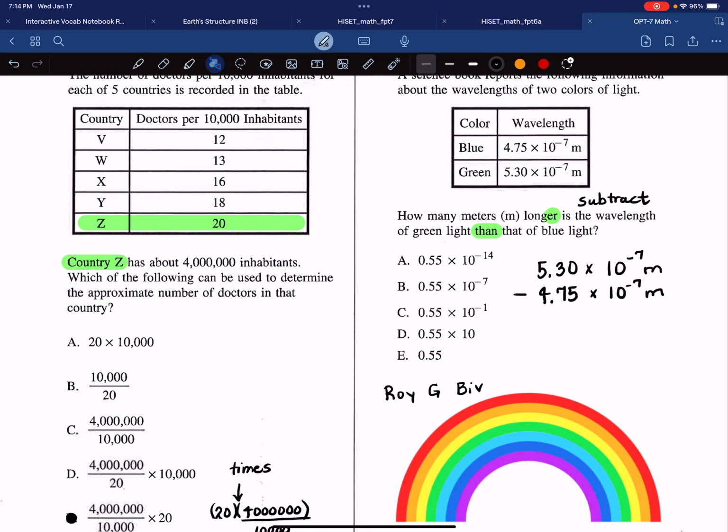So this is a subtraction problem. Don't let it get you rattled. It's really quite basic subtraction. The 10 to the negative 7 is the same unit, so I'm just going to bring it down with the times sign. And then I'll just subtract, using my calculator, the 5.30 minus the 4.75, or you could do it in your head. Just be careful. So you end up with 0.55 times 10 to the negative 7. And so that answer will be B.